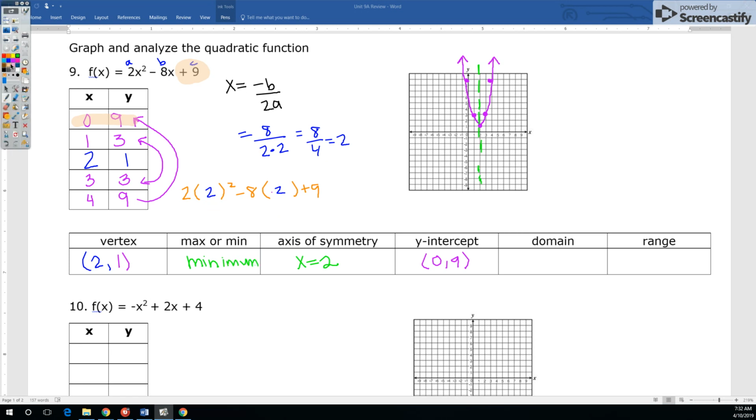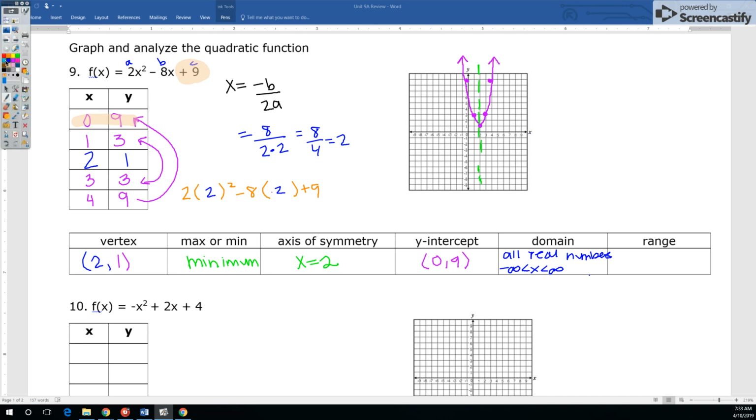My domain is always all real numbers. You can write that like this too. Because these arrows are getting wider and wider in both directions every single time. It's always going out, out, out forever in both directions.